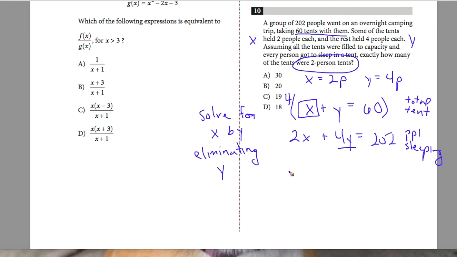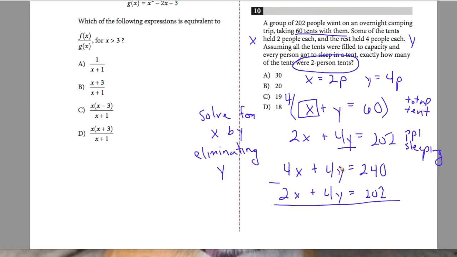I'm going to distribute this 4 to get 4x plus 4y equals, and don't forget to distribute the 4 to the 60. So this is going to be 4 times 60, which equals 240. And now I'm going to subtract out my 2x plus 4y equals 202. What I'll get from subtracting the entire equation is that my 4y minus my 4y cancel. That was the entire intention of finding a way to balance out these 4y's. Once again, I'm trying to solve for x, so I want to just eliminate y rather than solve for y and plug back into x.